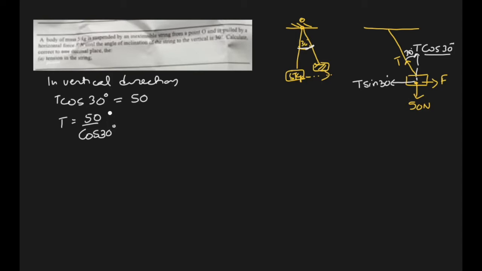They're asking us to find tension. We can see that the vertical forces are balanced and these are also balanced because it is stationary. It is not hanging and shaking like this. So we can say in vertical direction, T cos 30 is the only force upwards, right? T cos 30 is equal to 50 newtons downwards, right? So now we will write T will be 50 divided by cos 30 degrees.